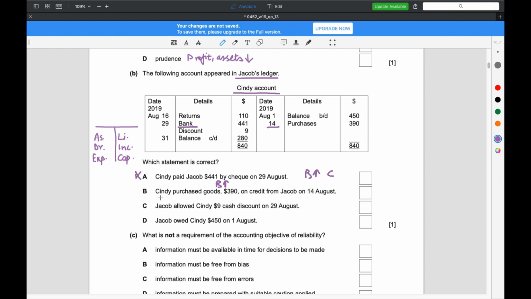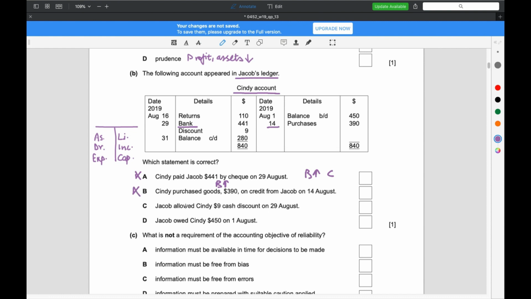Option B says Cindy purchased goods of 390 on credit from Jacob on 14th of August. On 14th of August, it says here purchases 390, and purchases is being credited. So this means Cindy didn't purchase goods, she actually sold goods, right? It's a purchase for Jacob because Jacob purchased them, and it's a sale for Cindy, who sold them. Because it's over on the credit side for Jacob, it means that purchases are being debited, and so Cindy is being credited, right? So this is how it works. So this option is also wrong.